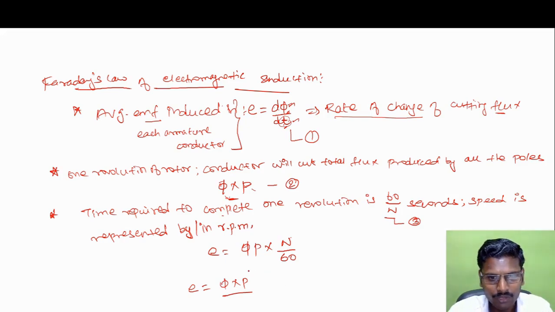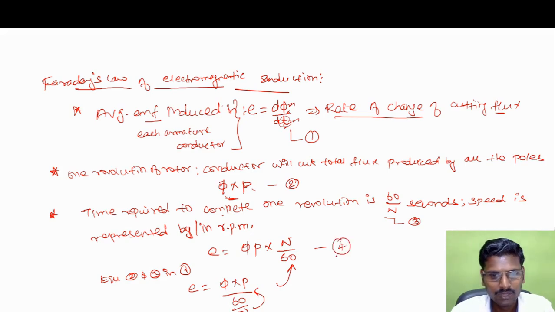So I am going to substitute equation 2 and 3 in 1, right? So phi P divided by 60 into n. Now the n will go to the numerator, we will get this expression. So E is equal to phi P into n divided by 60. This is equation number 4, right?